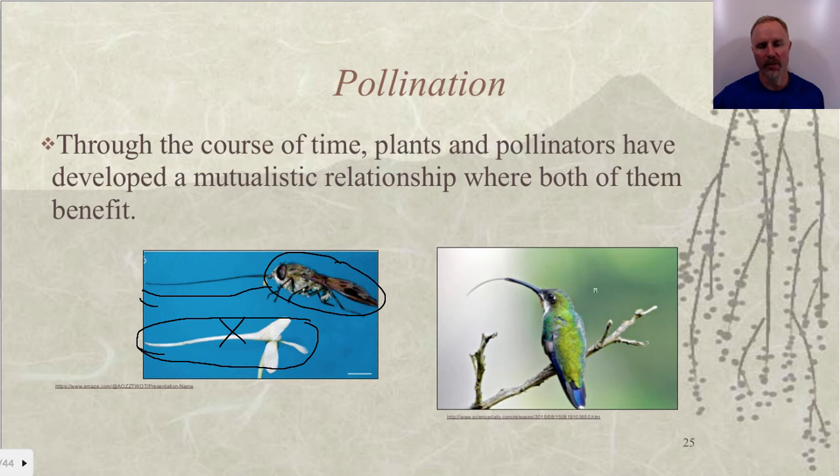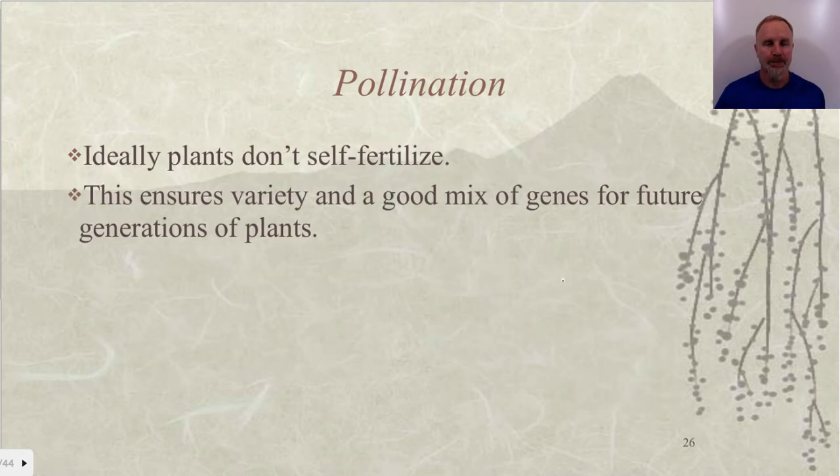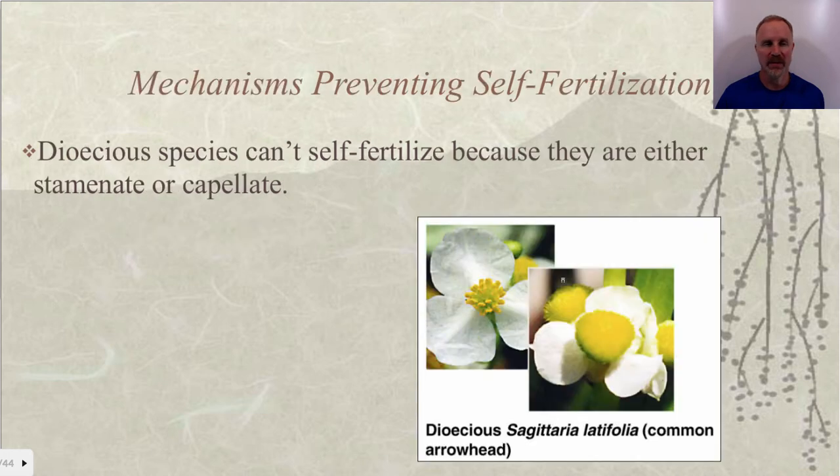And the same thing is true of these birds. I think this is maybe a honeycreeper or something like that. This bird pollinates a plant with a flower that's shaped just like this. And again, they co-evolve together. So ideally, plants don't self-fertilize, and this is a way that you get a good mix of genes so that the future generations of plants are hardy and healthy and not susceptible to disease.